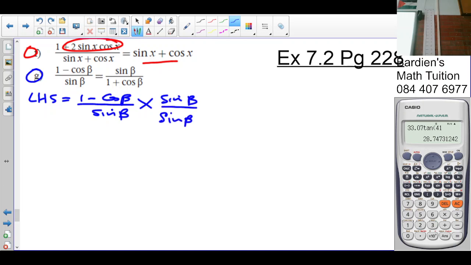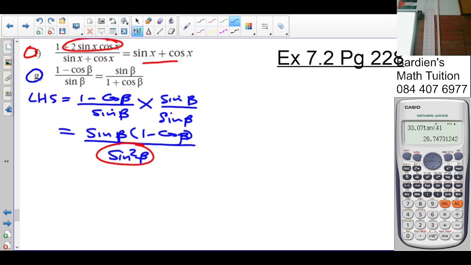We'll see now. If I multiply this, the numerator will remain sine b into 1 minus cos b over sine b times sine b, which is going to be sine squared. Now if I cancel sine b with one of them in the denominator, I'm going to land up with what we are given initially. Not so. So we don't cancel. And many would cancel here and say, okay, I don't know what to do. However, sine squared b can be written as what? 1 minus cos squared b.